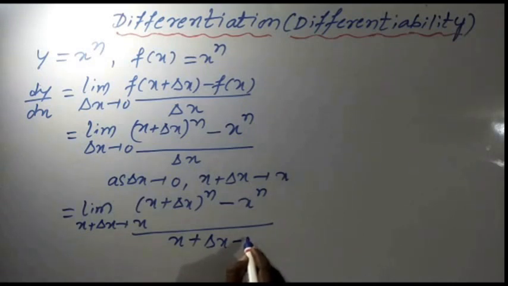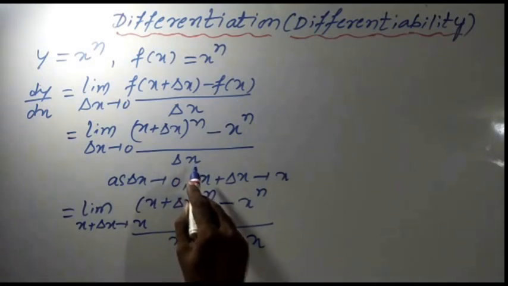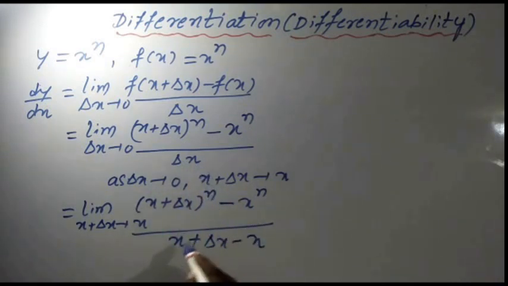minus x. Look here. The denominator is delta x, but we write it as x plus delta x minus x, in place of delta x. This step helps.